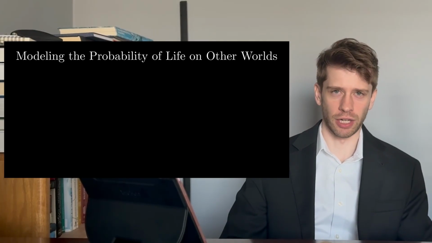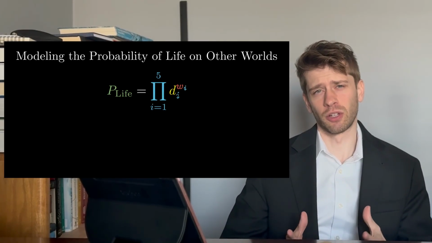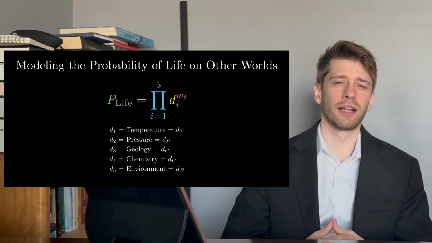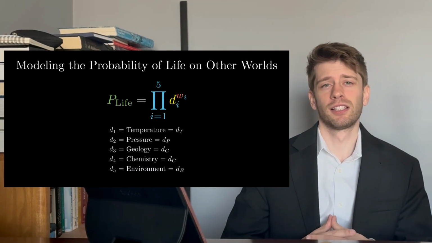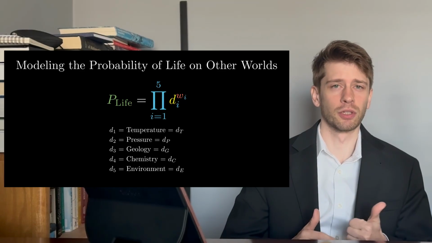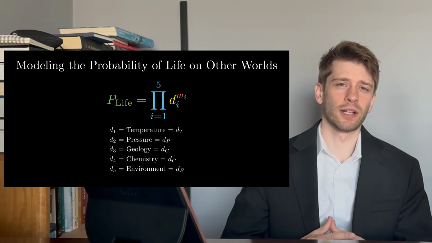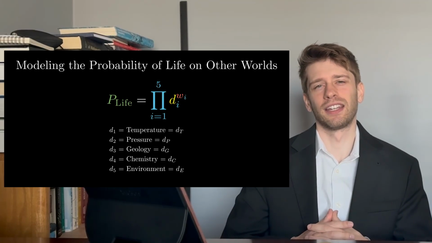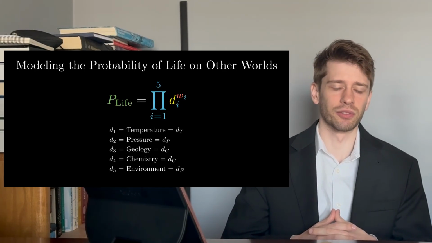We are looking at my probability model for predicting life on other planets, and today we are siloing on my pressure driver. For those of you that don't already know, my model is a product operator applied to 5 different drivers, specifically temperature, pressure, geological activity, the chemical composition of the body or world, and its physical environment.